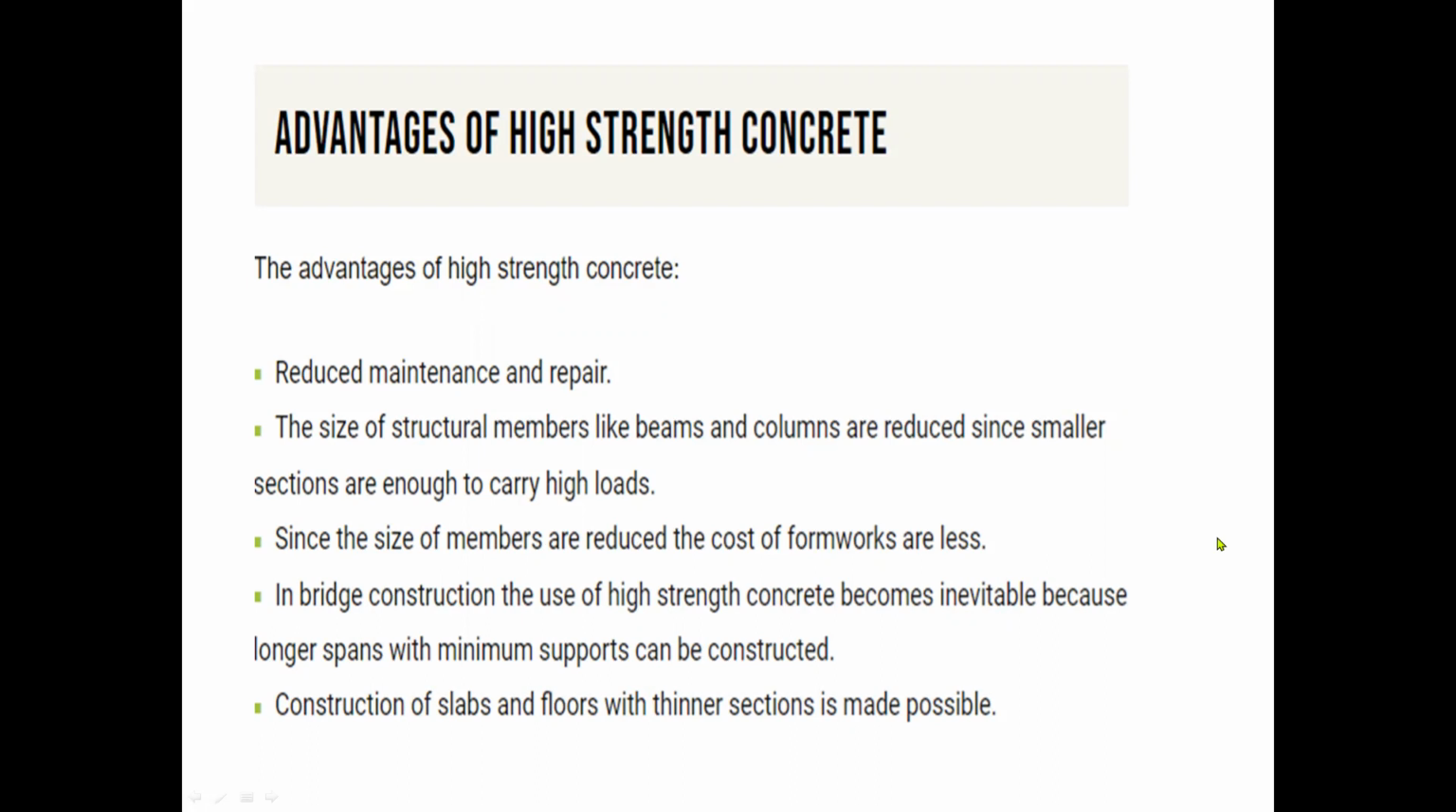First, reduced maintenance and repair. Second, the size of structural members like beams and columns is reduced since smaller sections are enough to carry high loads. Third, since the size of members is reduced, the cost of formworks is less. In bridge construction, the use of high-strength concrete becomes inevitable because longer spans with minimum supports can be constructed. Construction of slabs and floors with thinner sections is made possible.